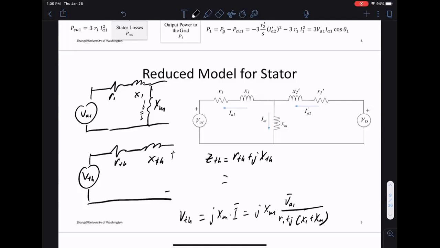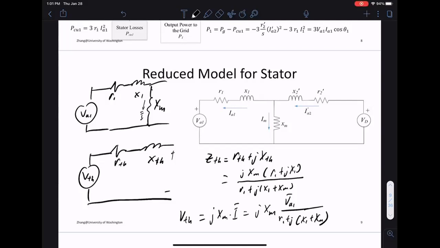And for the equivalent impedance, you short circuit the voltage source and look inside to figure out what the impedance is. So we basically have XM in parallel with R1 plus jX1. If you do the calculation, you get jXM times (R1 plus jX1) over (R1 plus j(X1 plus XM)). This is our Thevenin equivalent circuit.